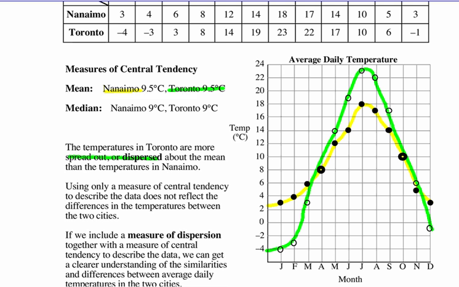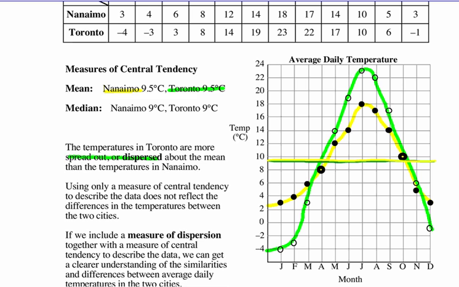So the data has an average. Where's that average line? Well, they told us Toronto's average is around 9.5. It's the mean. So around here is Toronto's average. And they both have the exact same average, actually. Nanaimo has the exact same average as Toronto. But notice how Toronto's data is way more spread out from that average. We have really high highs and really low lows. And so it's very dispersed, whereas Nanaimo has that central tendency.